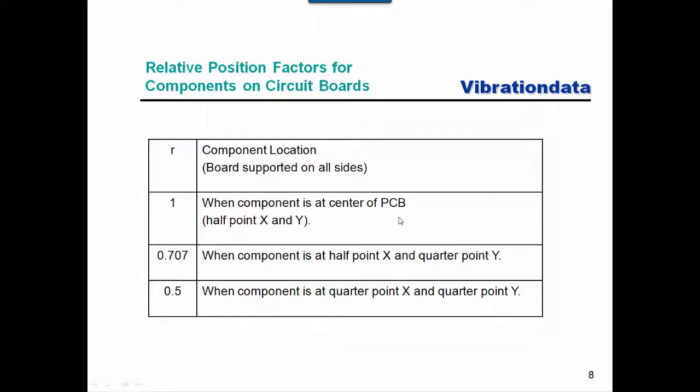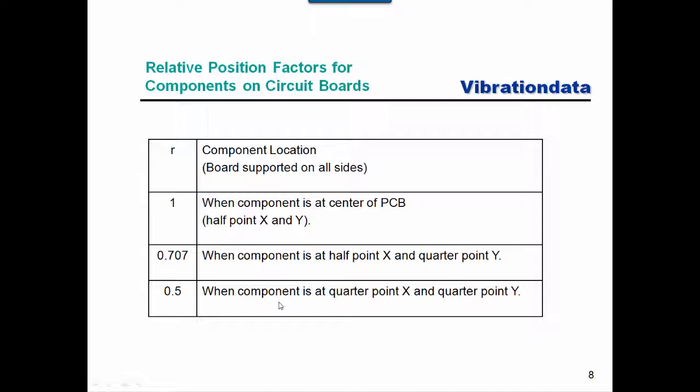But let's go ahead and just review some of these parameters in a little more detail here. So this position factor R, now, what I want to tell you is that if you're not sure what R should be, set it equal to 1 because that's most conservative. But this is the position factor where the piece part is mounted relative to the center of the circuit board. So if it is smack dab in the middle of that circuit board, it's equal to 1. If it's at the half point X and the quarter point Y, 0.707. When the component is at the quarter point X and the quarter point Y, 0.5.